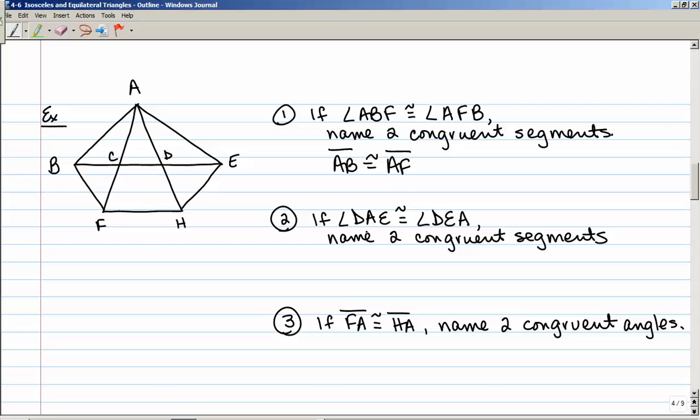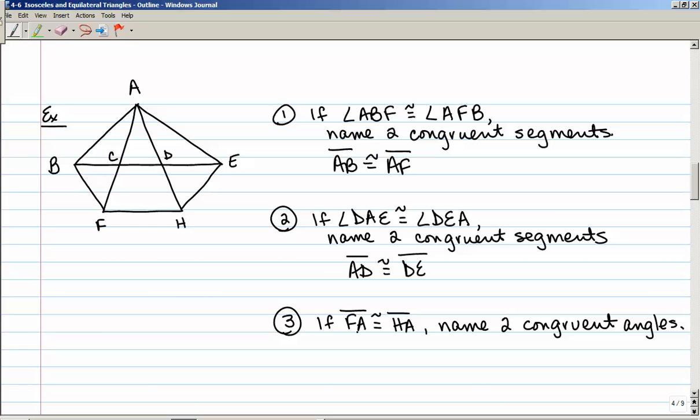So if angle DAE is congruent to angle DEA, name two congruent segments. So if DAE, that's little angle A up here at the top, is congruent to DEA, that would be this angle E right here. Those two angles are congruent to each other in this small triangle, then the sides opposite are going to be congruent. So that would be AD is congruent to DE.